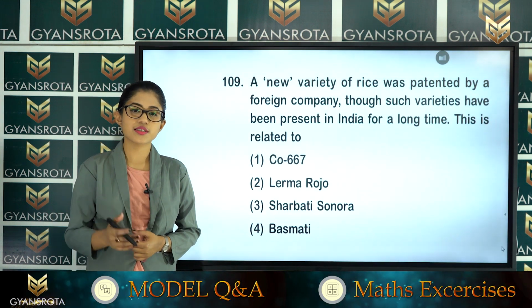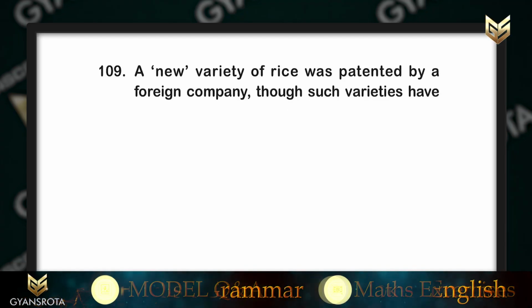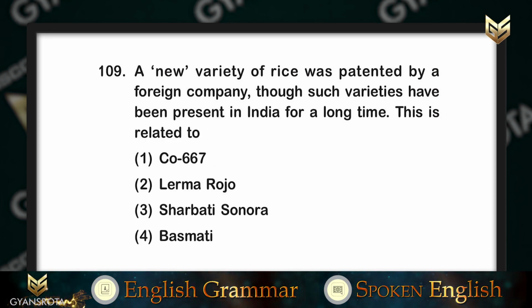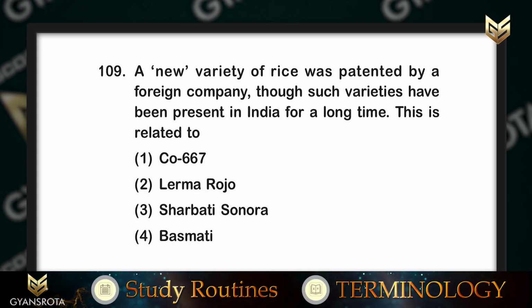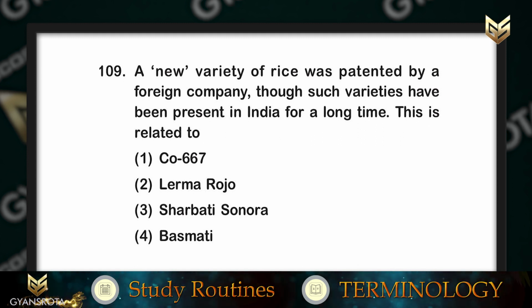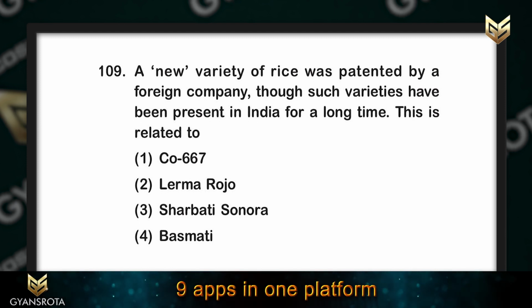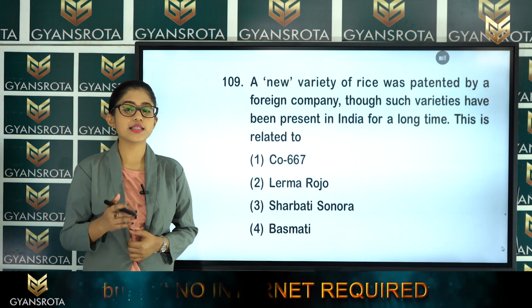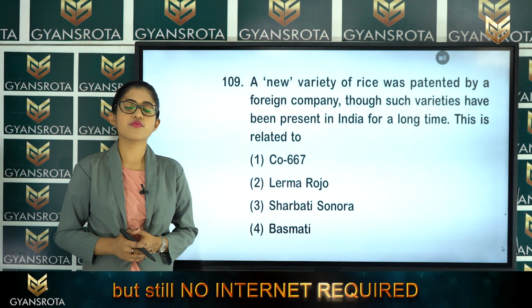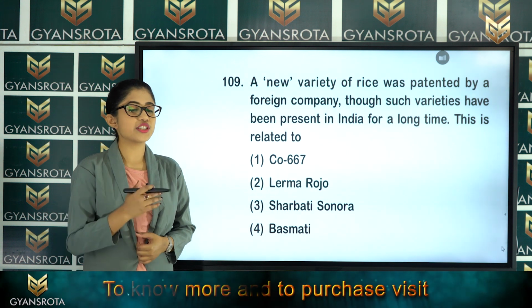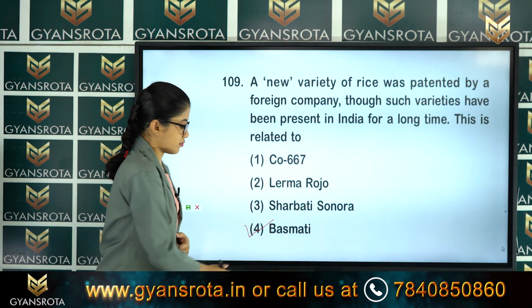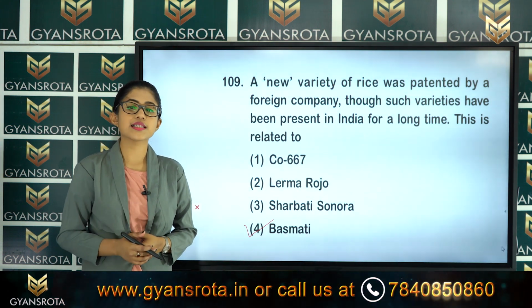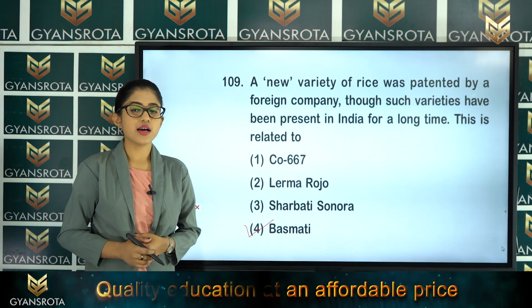In this question, as you can see here, question number 109, a new variety of rice was patented by a foreign company, though such varieties have been present in India for a long time. This is related to Co 667, Lerma Rosso, Sharbati Sonora or Basmati. So, this is a direct question from the NCERT textbook of the chapter Strategies for Enhancement in Food Production, right? So, which among them is the correct option? That is option number 4, Basmati. Option number 4, that is Basmati, is the correct answer for this question. Alright. Now, let us see the next question.